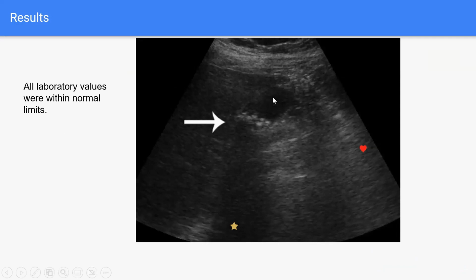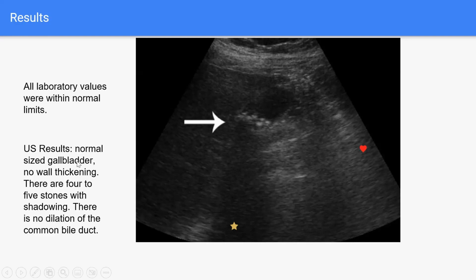What do you guys see in that gallbladder there? What does that look like? Any ideas? Stones. Those look like stones. Yeah, they do look like stones, huh? Yes, exactly. So these are stones.